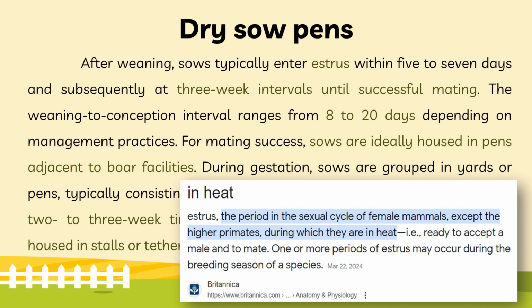During gestation, sows are grouped in yards or pens, typically consisting of 10 to 12 individuals expected to farrow within a 2 to 3 week time frame. Alternatively, they may be individually housed in stalls or tethered.